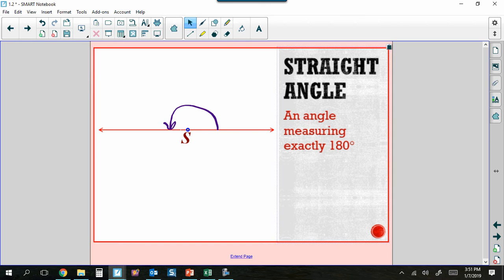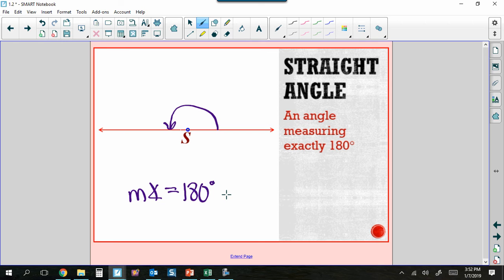So it's important that you understand that a straight angle is not a line. They look very similar, but they are not the same. A line, if you remember from yesterday, or from 1.1, is infinite length going in opposite directions. A straight angle, oops, I forgot the vertex letter, S. A straight angle is this ray here and this ray here. So it's 180 degrees. It's like splitting a circle right in half.